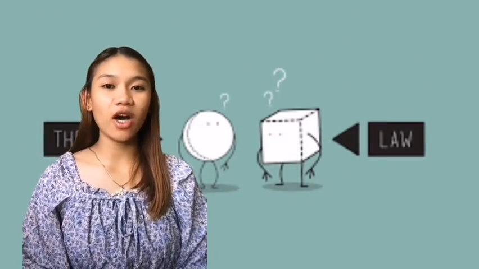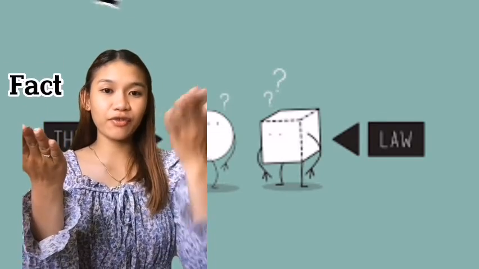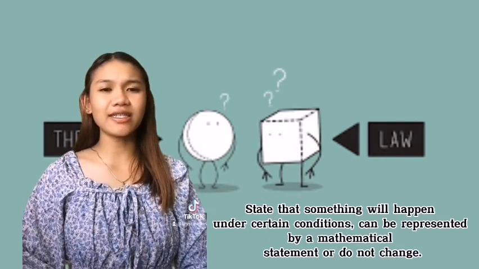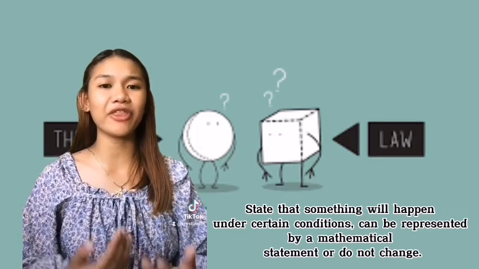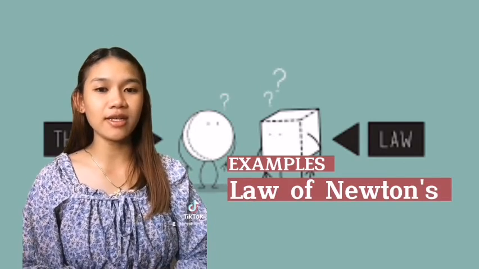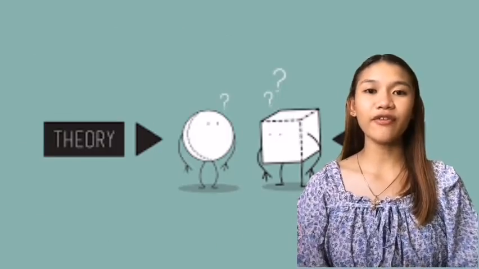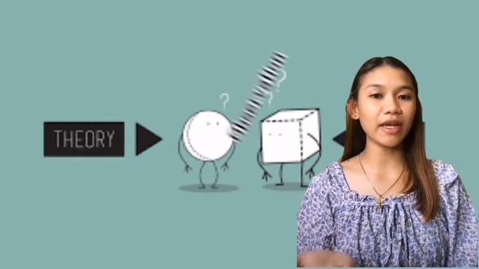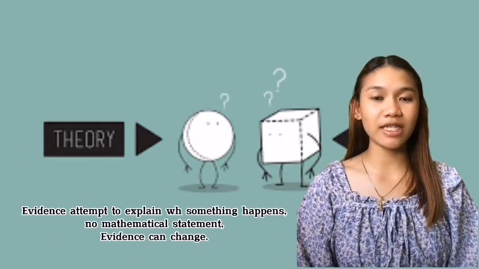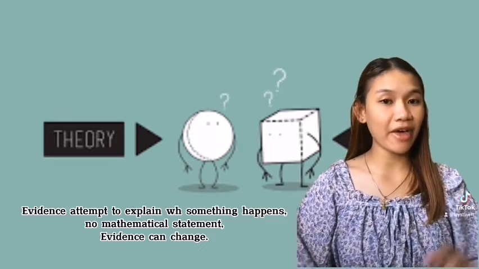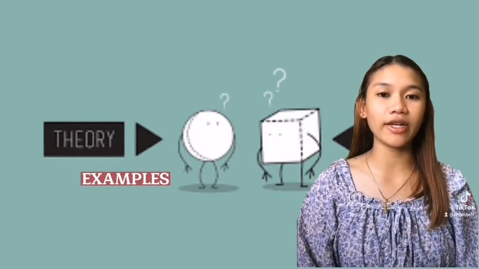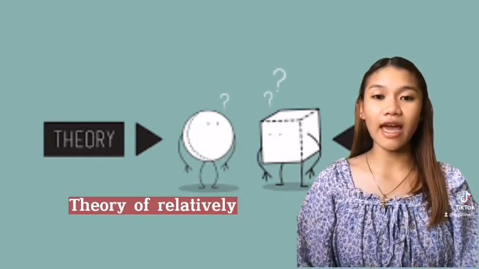Scientific law is based on unalterable fact, proof, evidence, and result, and states that something will happen under a certain condition. It can be represented by a mathematical statement and does not change. Example, Newton's law and the law of inertia. Scientific theories are based on observation, proven, but still testable. Evidence attempts to explain why something happened. There is no mathematical statement, and even evidence can change. Some examples are the theory of relativity and the Big Bang theory.